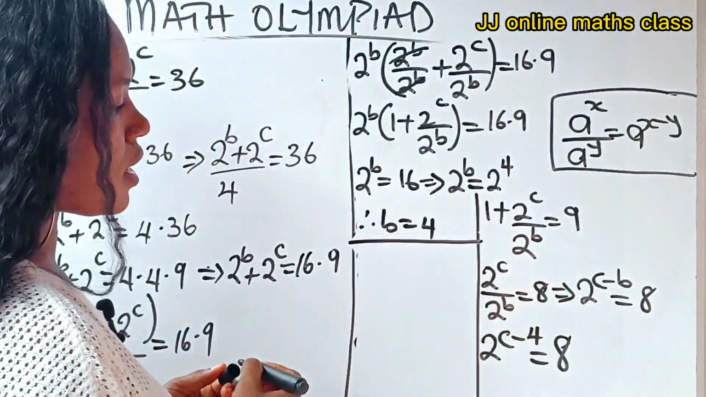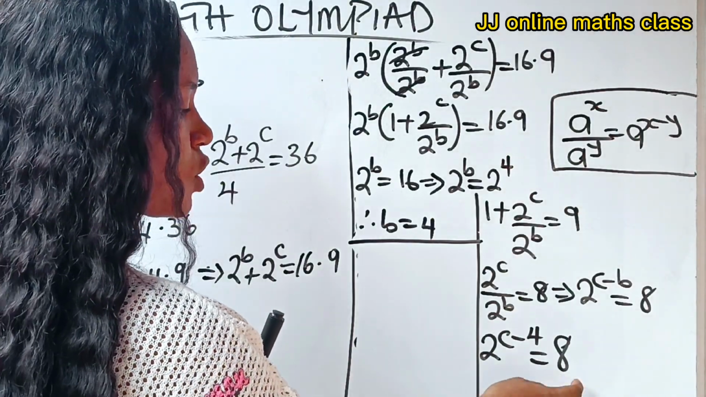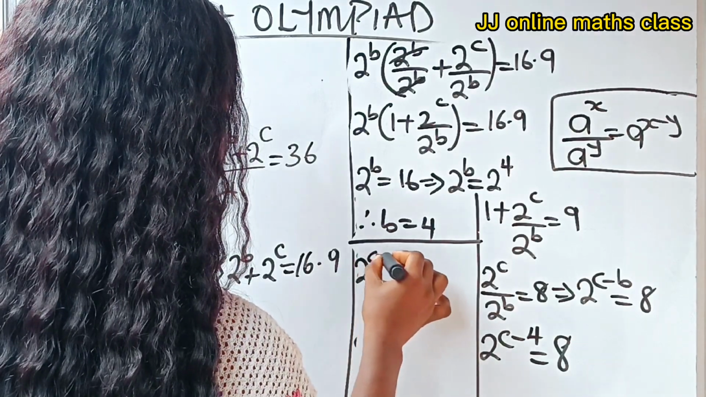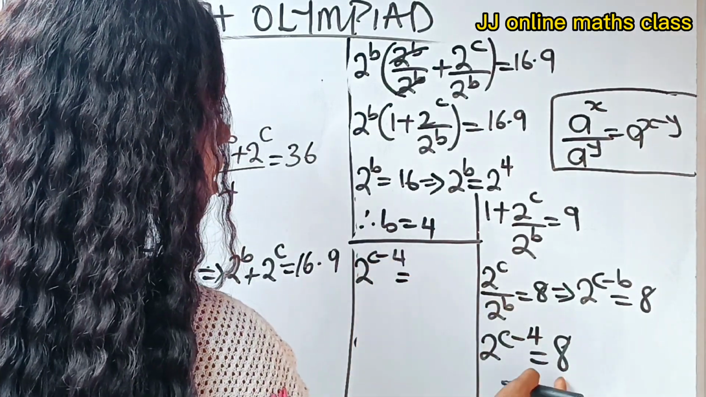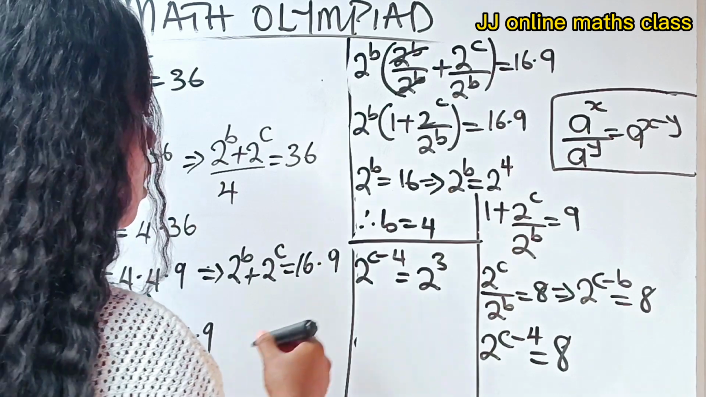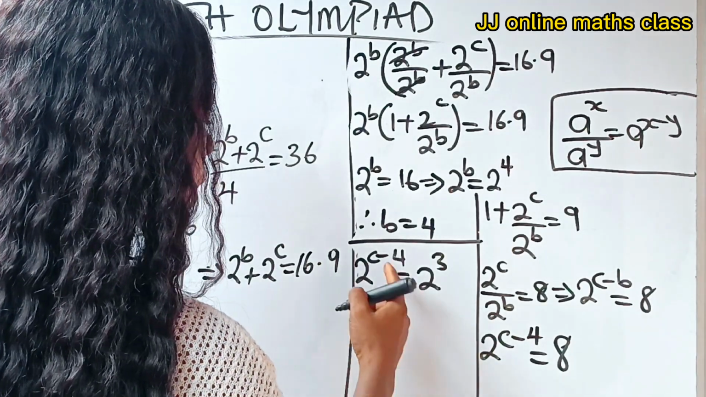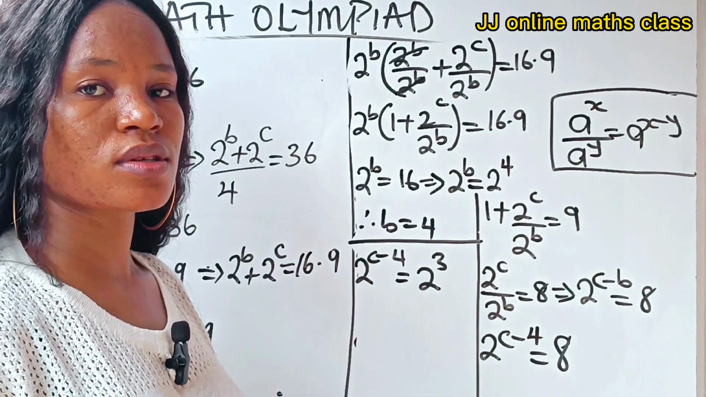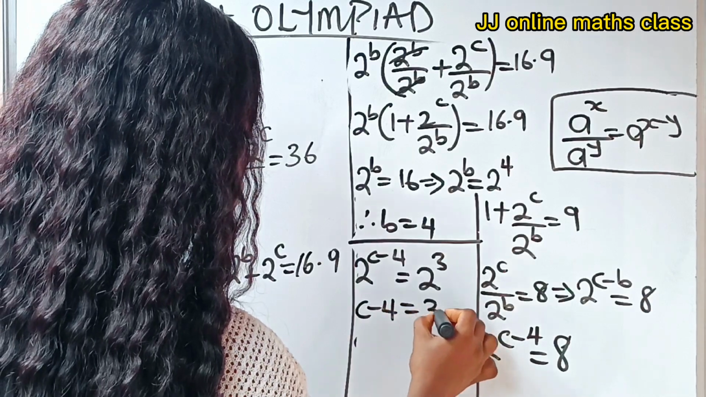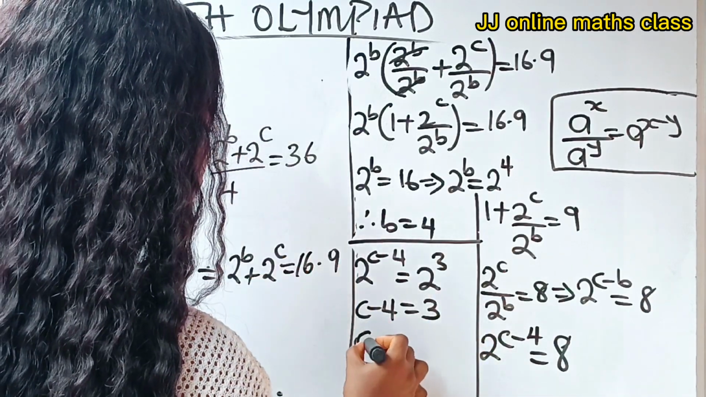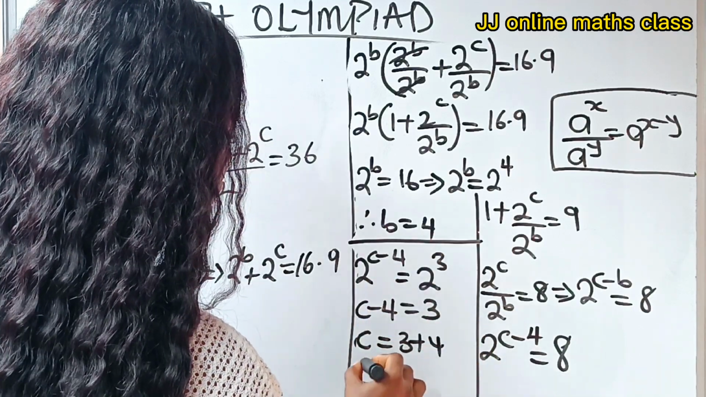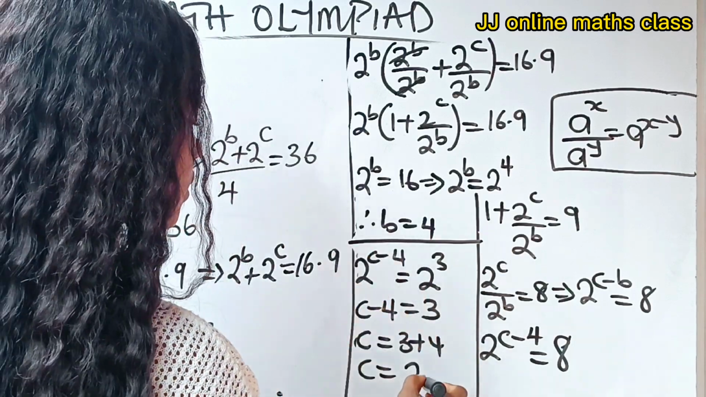Now, we all know that at this point we can put this 8 in base 2. So we have 2 to the power of c minus 4 is equal to 8, which is the same thing as 2 to the power of 3. All right? So we can equate the powers since they are in the same base. So we can write that c minus 4 is equal to 3. That means c is equal to 3, and this 4 will cross over to become plus 4. That means our c is equal to 7.